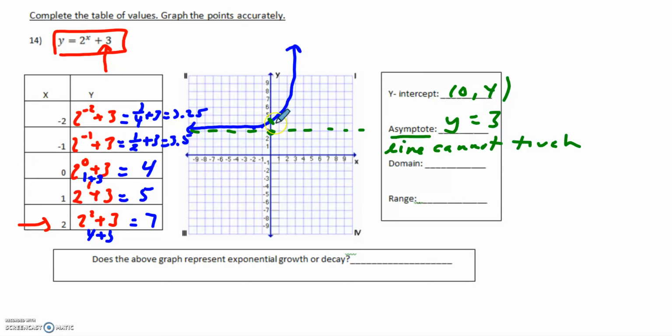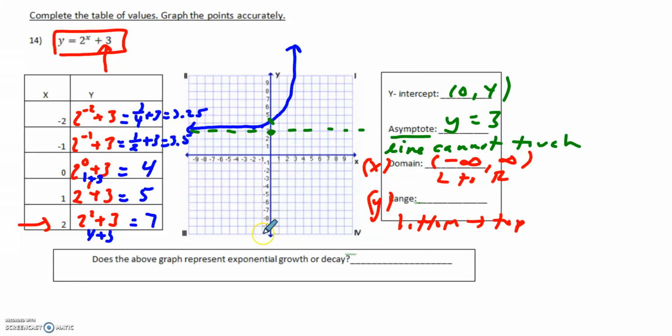My domain, my graph goes forever to the left and forever to the right. So it's negative infinity to positive infinity, because we always go left to right. The range is the y values and domain is x. So if range is y, we go from the bottom to the top.